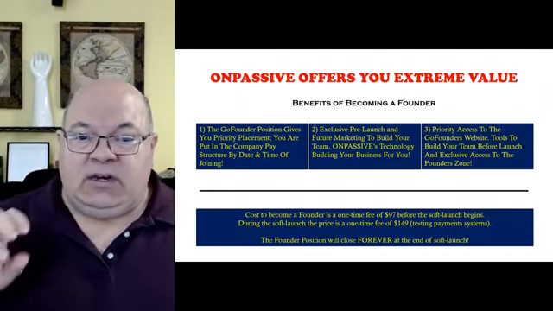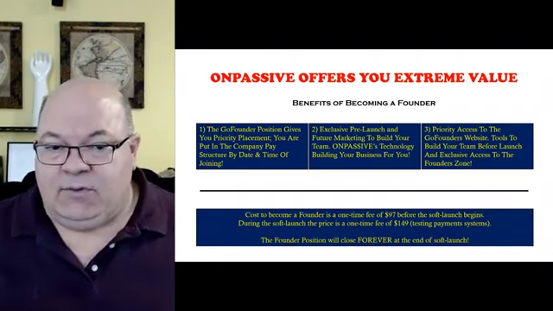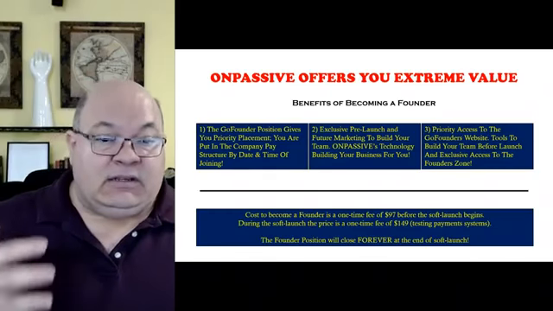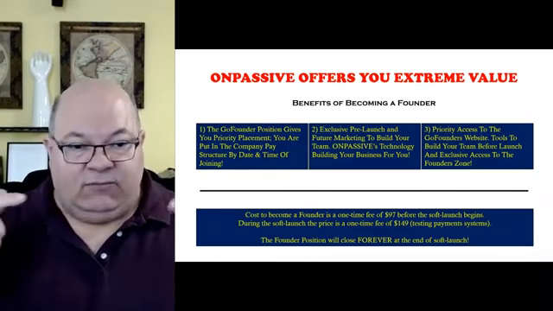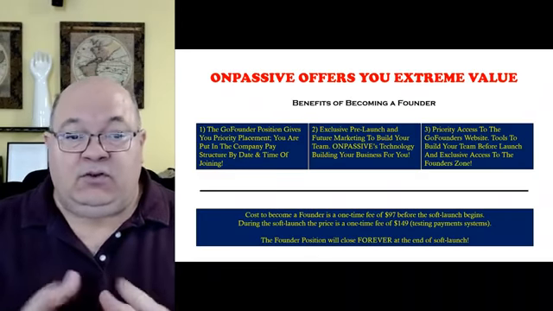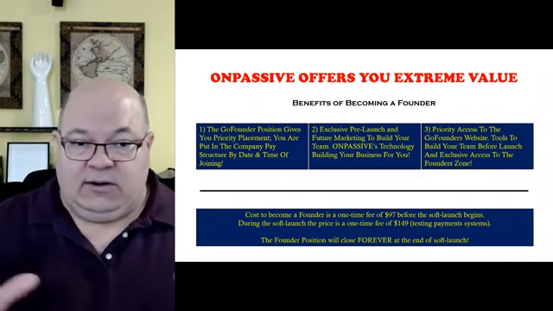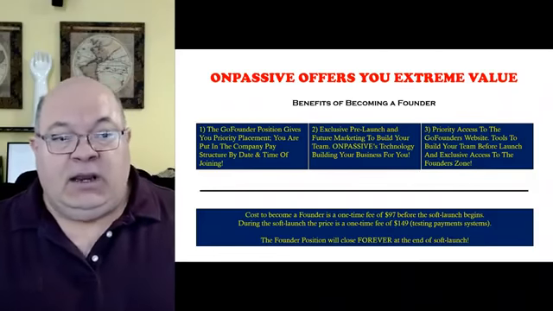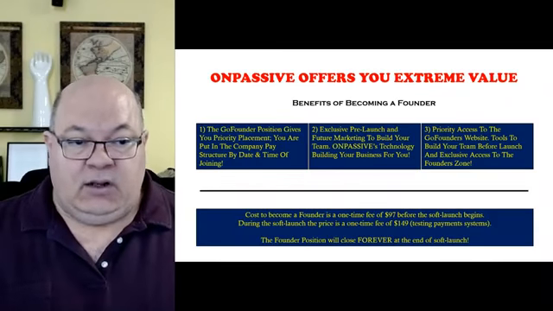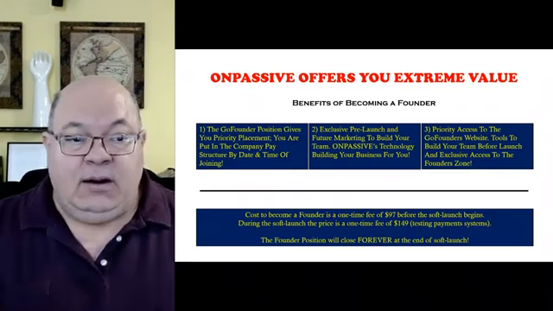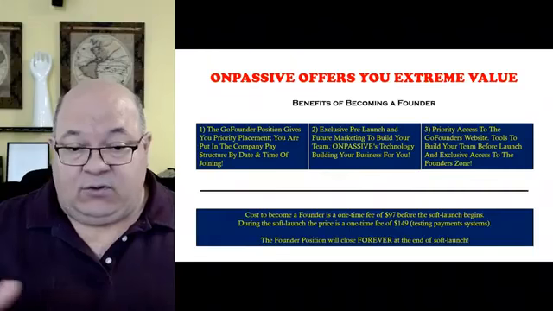The GoFounder position gives you priority placement, so you're put into the company pay structure by the date and time of joining. It gives you an exclusive pre-launch and future marketing to build your team. OnPassive's technology is going to be working to build your business for you, and it'll build an OnPassive business or another business, so you can do multiple businesses. It has priority access to the GoFounders website, which allows you to build your team, work on that, and promote while we're in pre-launch. And it's also going to have exclusive access to the Founder Zone after launch.